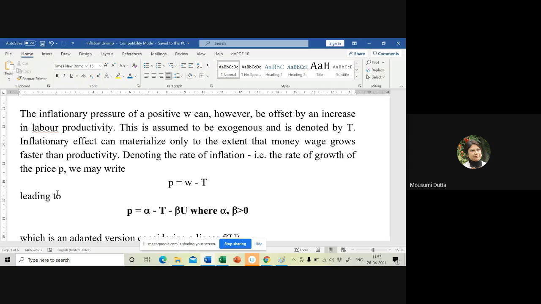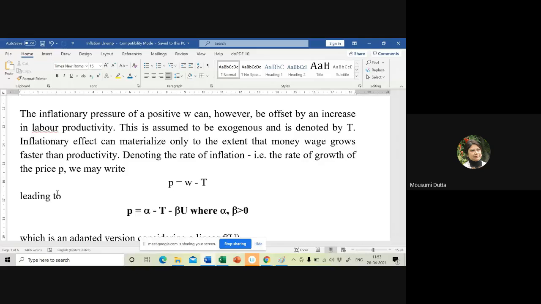This is basically our starting equation to frame the second order. Here we will have a second order difference equation framework, so this is our starting model. Inflation rate is equal to alpha minus capital T minus beta U. Okay, everybody, the starting equation is fine to all of you?